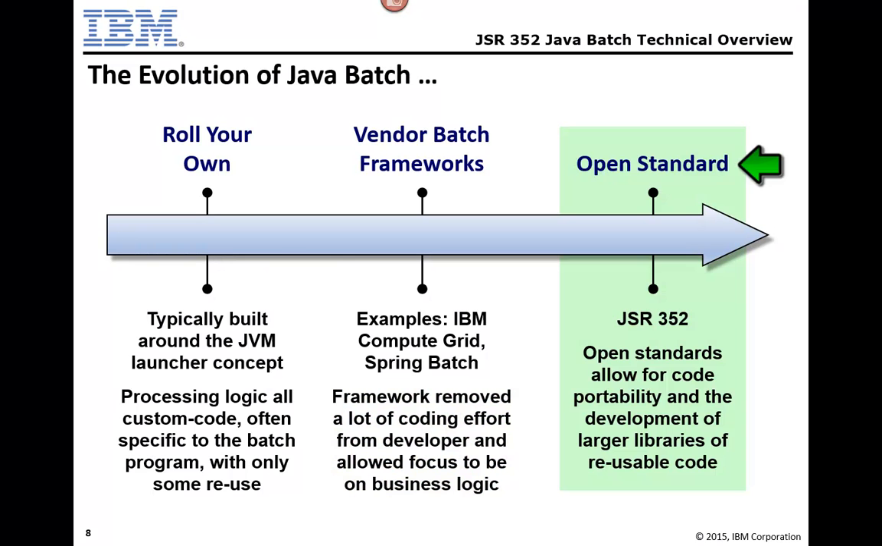And then a few years ago, an open standard project started. This standard, known as JSR352, is like other open standards. It allows the industry to settle around a common standard which promotes the development of reusable libraries and allows developers to focus on the business logic. That's where we are today, and that's what we'll talk about next.